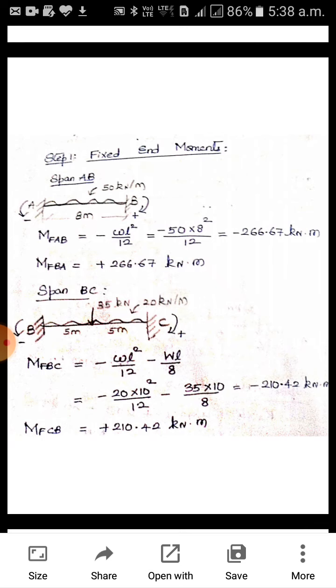Now span BC carries both the loads, as I told you earlier. So WL squared by 12 for the UDL of 20 kilonewton per meter and WL by 8 for the central point load. Okay, it will just add up. So MFBC is minus of both of that, MFCB plus.